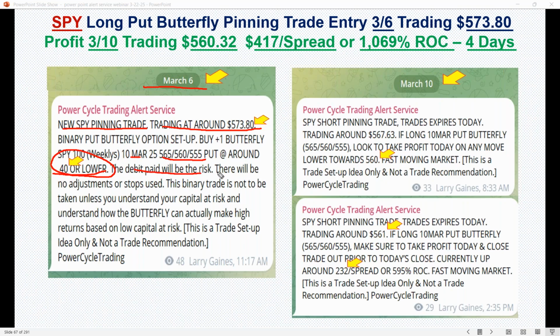The debit paid will be your risk. There will be no adjustments or stops used. This is a binary trade. Okay, set up for high returns.